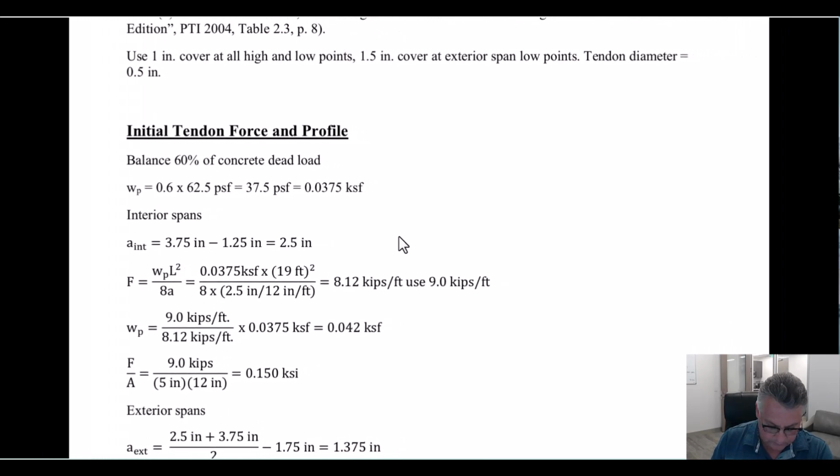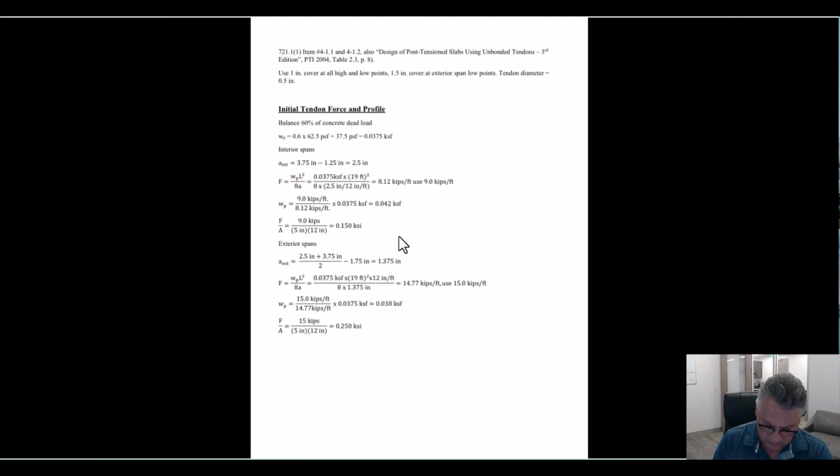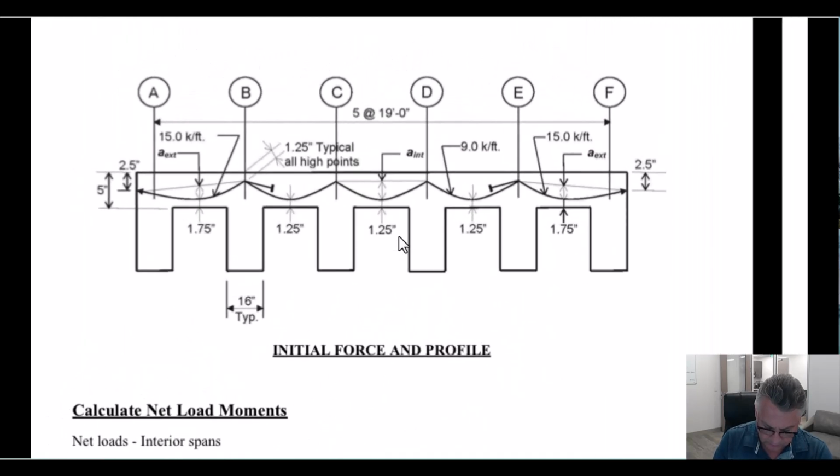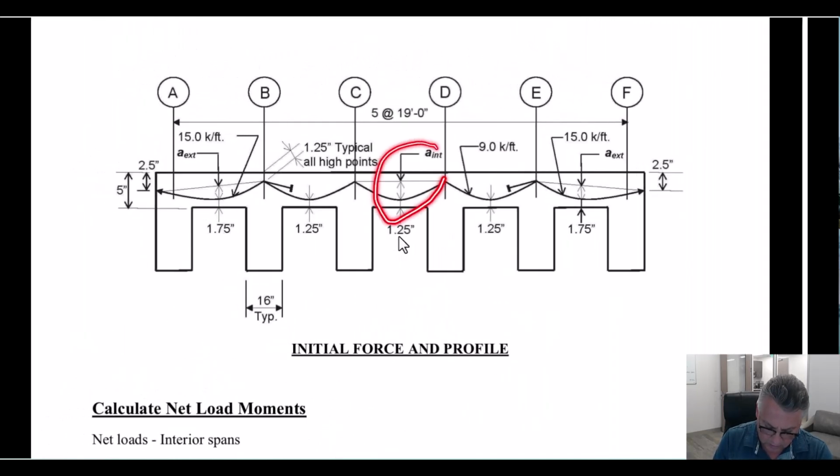Okay, remember my dad's doing this all by hand. He's estimating. Let's start with finding a tendon force and profile that we think is going to work. And then design is basically just checking your educated guess. So if you're balancing 60% of the 62.5, that's 37.5 pounds a square foot that we're looking for on the interior spans. A is 2.5 inches. This is what we're calculating.